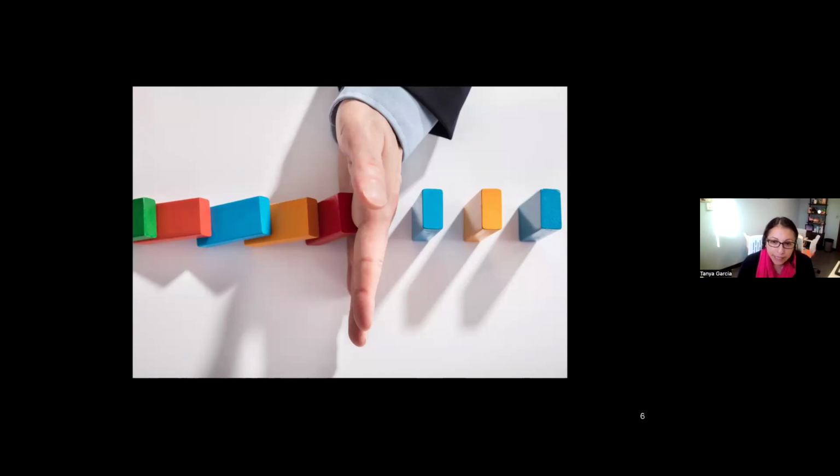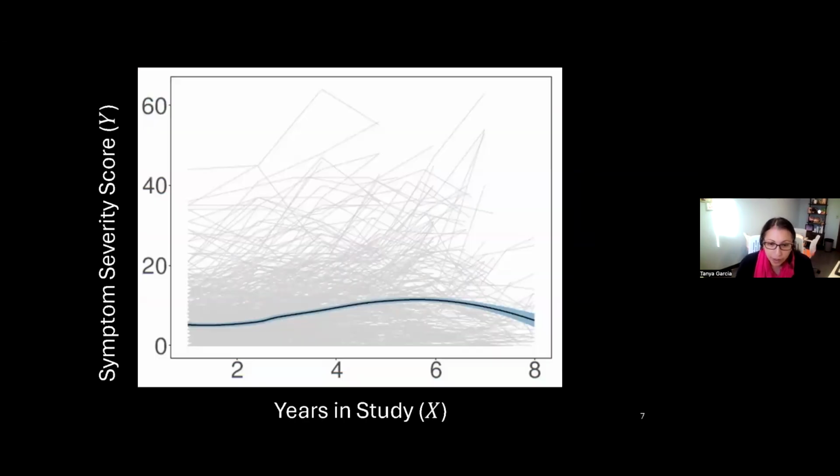There have been many different studies on individuals with this gene mutation. One of them was an observational study of about 1,300 individuals with this gene mutation. They were followed for about 10 years, and different data was collected on them, one of them being this measure of symptom severity. On the y-axis is the symptom severity score, where higher numbers mean worse severity, and the x-axis is the number of years in study.